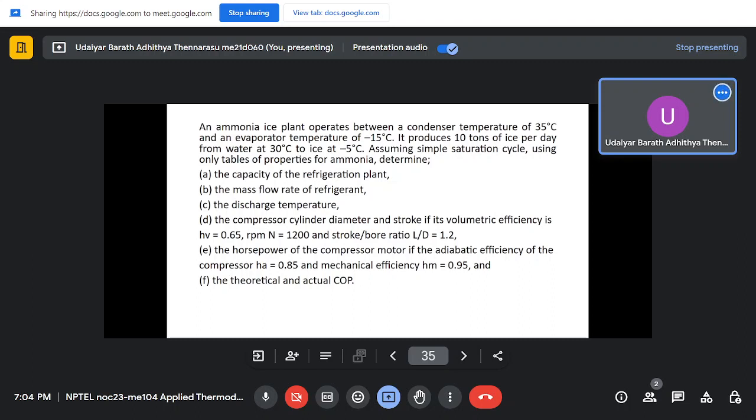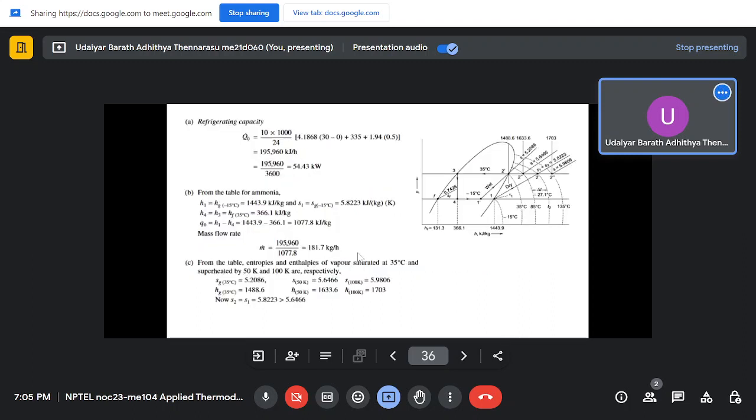So the things we need to see: the condenser is at 35 degrees Celsius, evaporator is at minus 15, and it produces 10 tons of ice. So mass of ice is 10 tons per day, and the water is brought down from 30 degrees Celsius to minus 5. So there is some sensible cooling, then latent heat is removed, and then again sensible cooling. So this is how the ammonia refrigeration works.